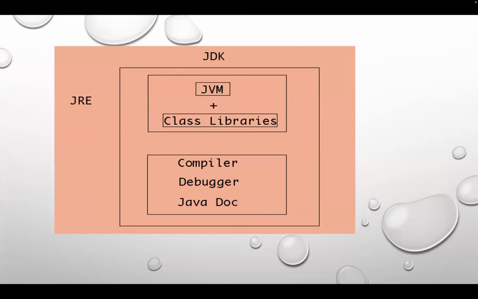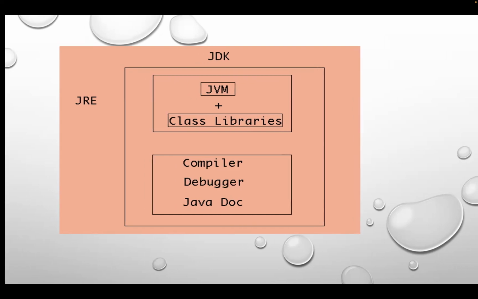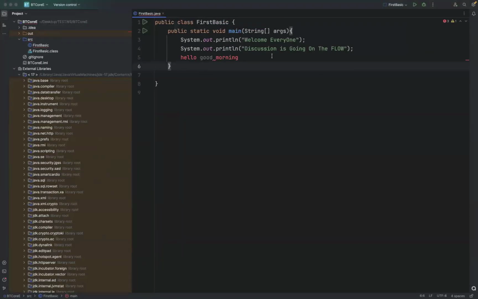Now this is about the JDK, the Java Development Kit. Then there are the Java Virtual Machine and the Java Runtime Environment. So let us see what the Java Runtime Environment is. Whenever you execute a program, what is its role? The name itself tells you: Java Runtime Environment, runtime. Now we have seen this, so let me just clear this.